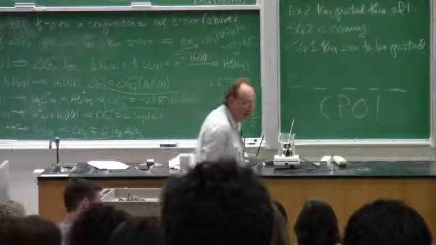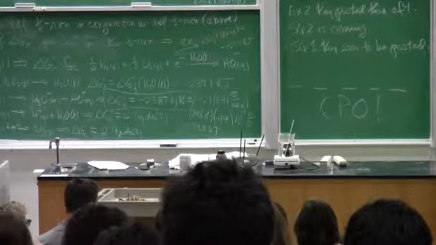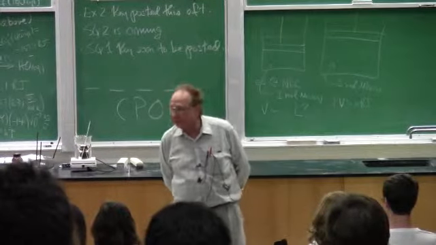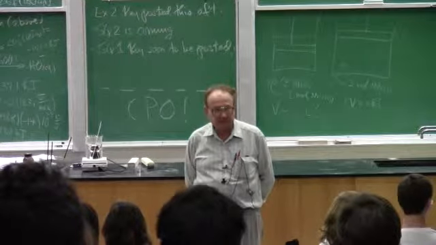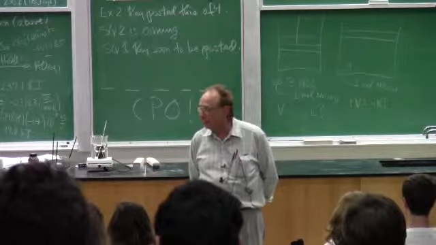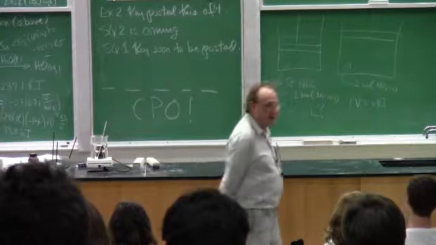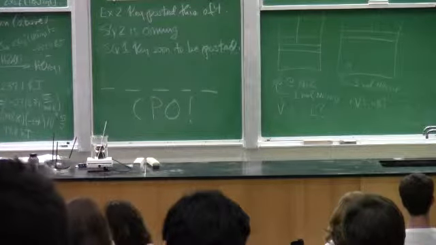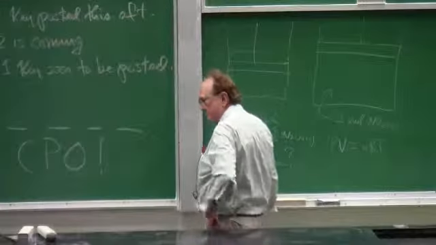Back to this. This is at 298 K. So if you take 22.4 liters, which is the ideal molar volume of a gas, at 0 centigrade, and multiply it by 298 K over 273 K, then you'll get the volume, which is about 25 liters. So for starters, if we're going to do this, we need one hell of a big piston cylinder gadget.